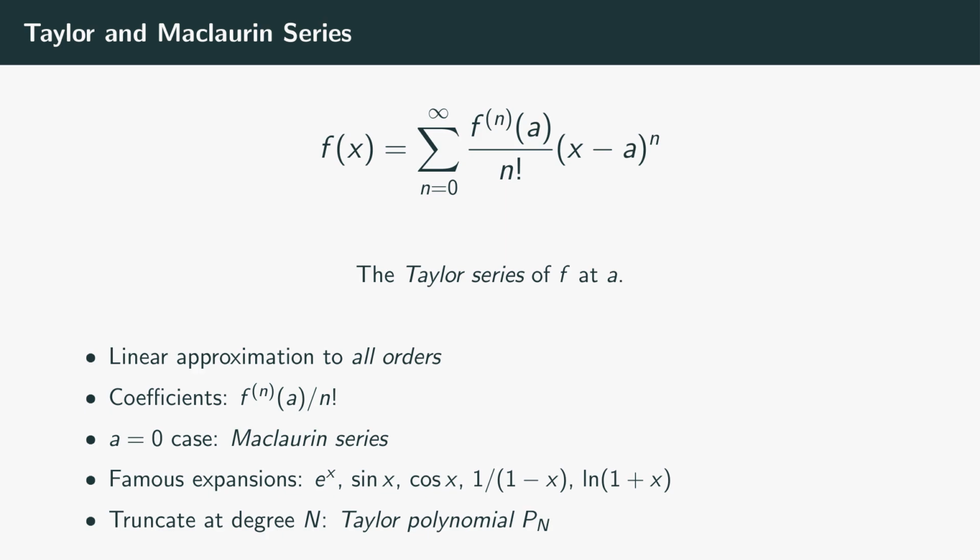We'll derive the famous ones, e to the x, sine x, cosine x, 1 over 1 minus x, the natural log of 1 plus x, use them to compute things like e to the 0.1 by hand, and meet Taylor's remainder theorem, which tells us exactly how good these approximations are. Let's go!